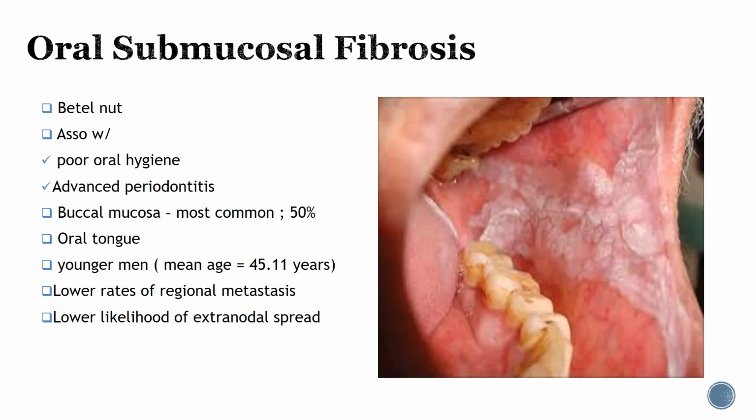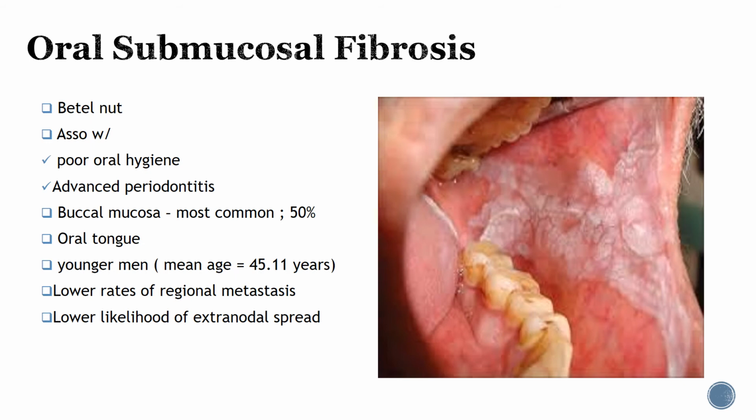Oral submucosal fibrosis is most frequently encountered in individuals who chew betel nut and is associated with poor oral hygiene, advanced periodontitis, and the potential development of oral carcinoma. The most common oral cancer subsite was the buccal mucosa in more than 50% of cases, followed by the oral tongue.